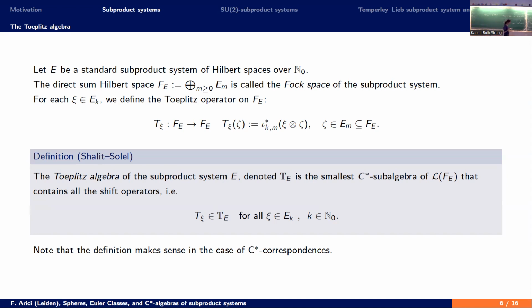It makes sense also for C-star correspondences if you know what they are, but you will have to be more careful with projecting, because there's a problem with orthogonal complements when you're working with C-star modules. So you would have to require that the correspondences that make up your subproduct systems are complementable, but this works the same way. But here we're doing everything for Hilbert spaces.